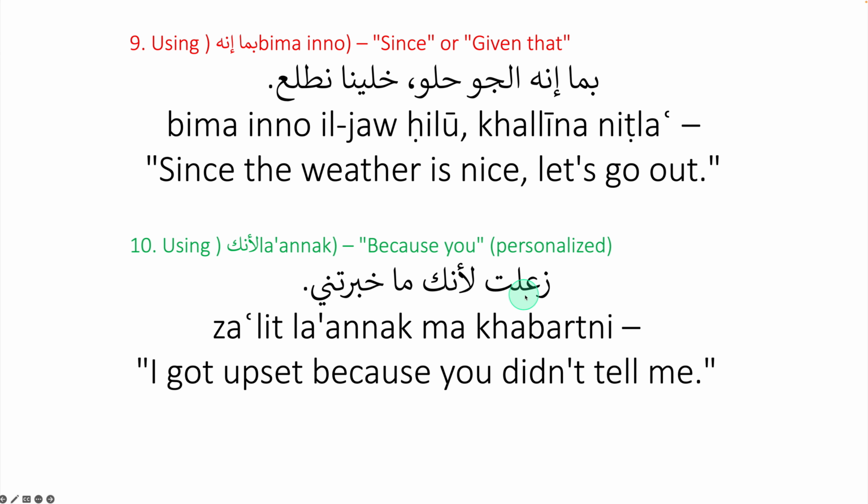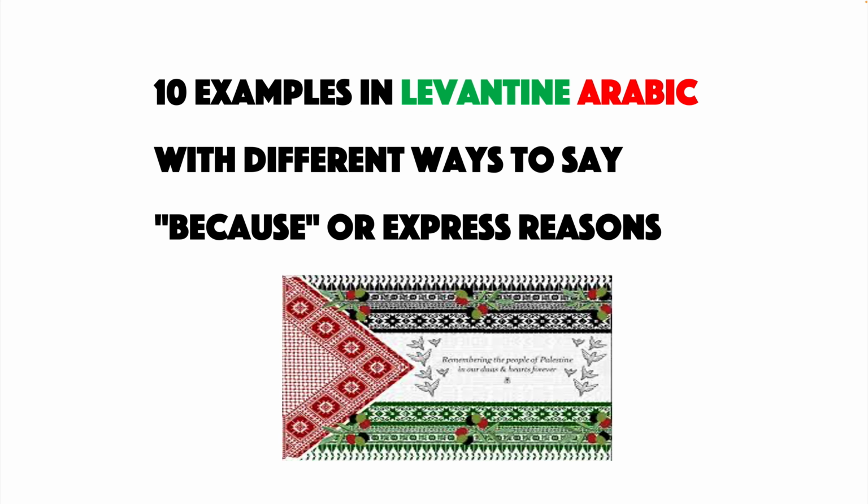Our 10th example. زعلت لأنك ما خبرتني. زعلت, I was upset. لأنك, because you, ما خبرتني, didn't tell me. I was upset because you didn't tell me. Great, guys. And with these 10 examples, hopefully now you understand how many types of because do we have in Arabic, and for you to use them and how to use them in terms of the usage is really important to remember that some of them are used with nouns and some of them are used with nouns and full sentences.